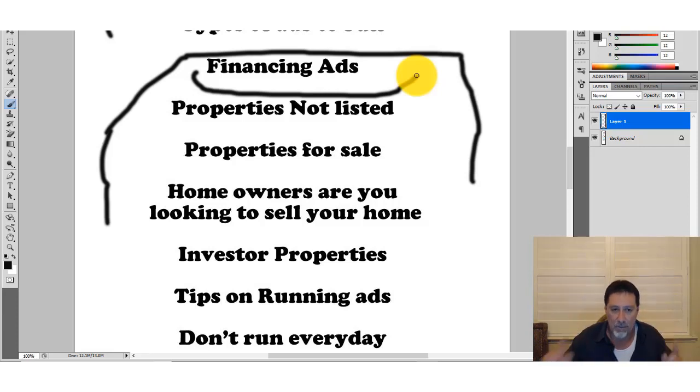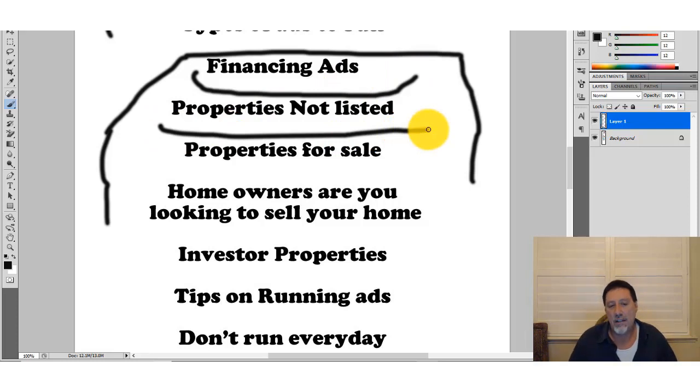So financing ads, number one. Number two, make sure that you're not clickbaiting too much, because you're just going to get a lot of leads that don't go anywhere, and you're not going to be able to convert the leads.